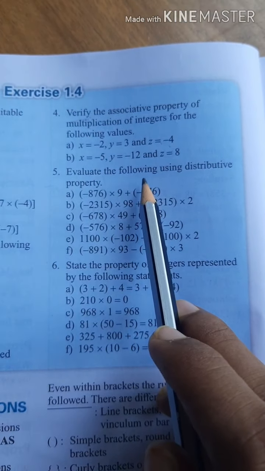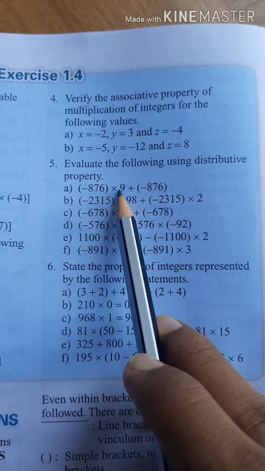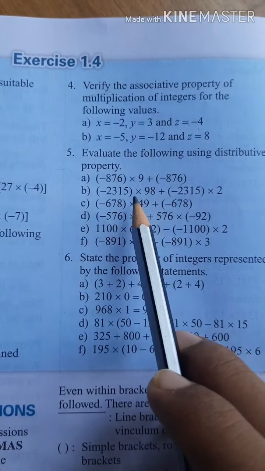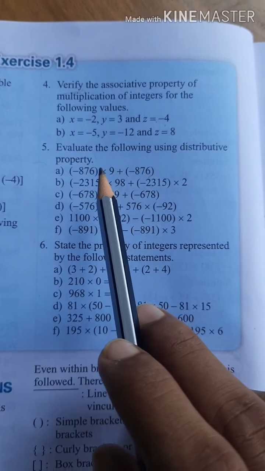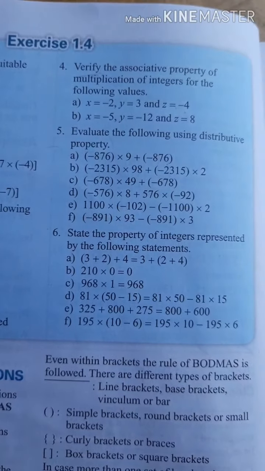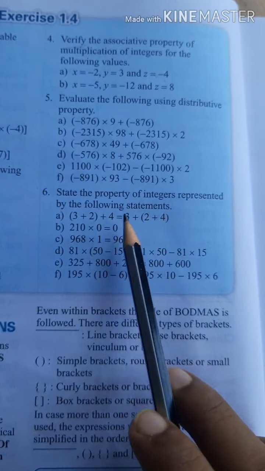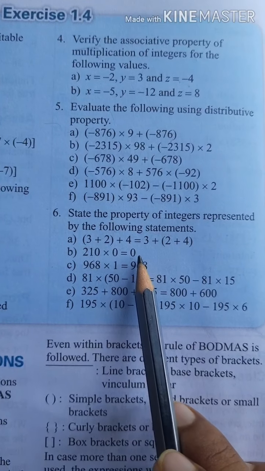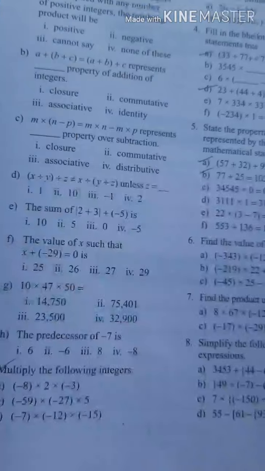Now evaluate the following using the distributive property. Same distributive property, they gave 3 integers. So using the formula you want to solve. First write the formula, then assign which is x, which is y, which is z. Then you have to solve this one. Now state the property of integers represented by the following statement. Here this is given, so you have to write which property this is. Understood? Like that you do.